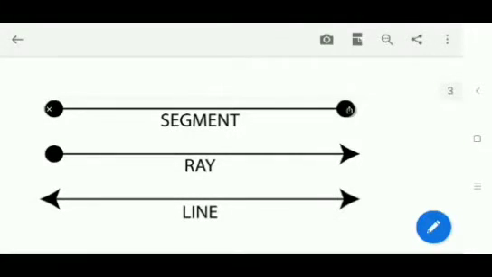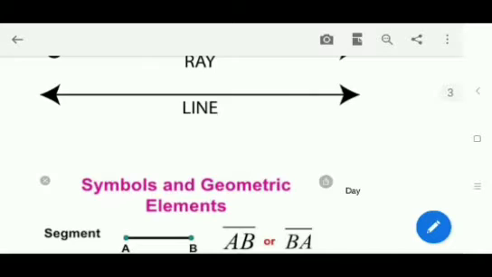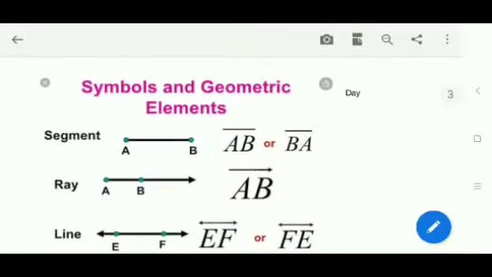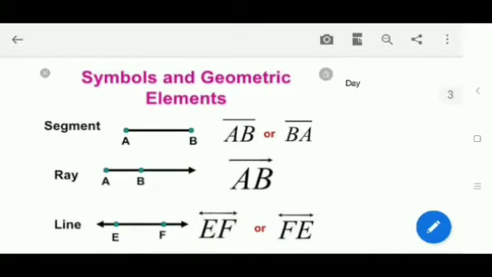In the last class, we had done about segment, ray, and line. Let's quickly go through it again. We had done the definitions and everything related to it. Now look at the figures there. The first one is a segment AB. The second figure is ray AB. And the third figure is line EF.